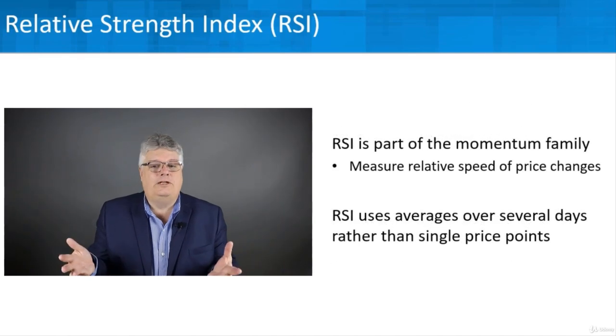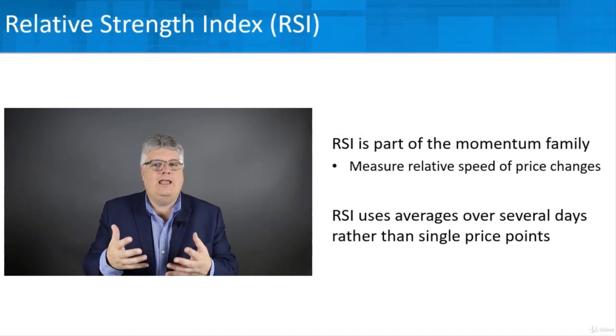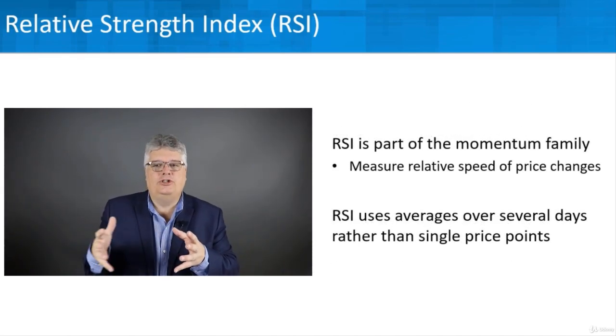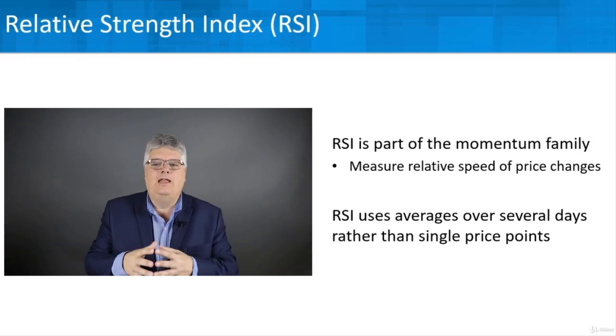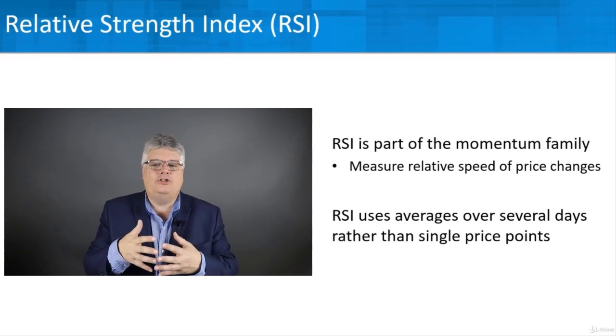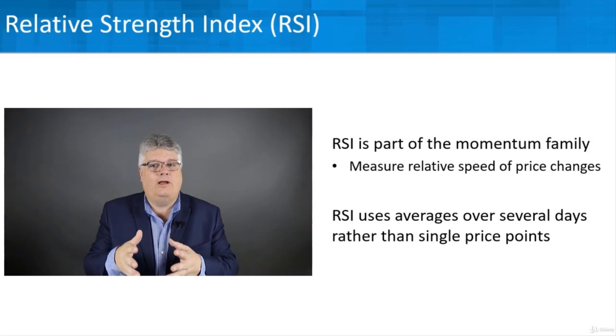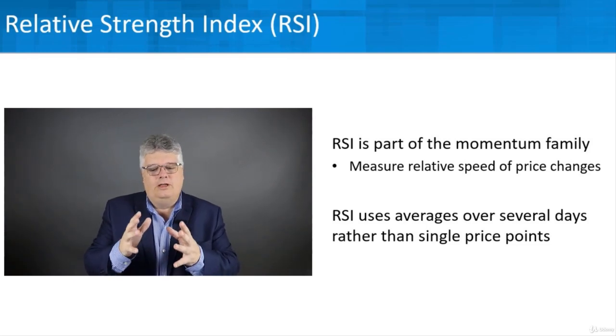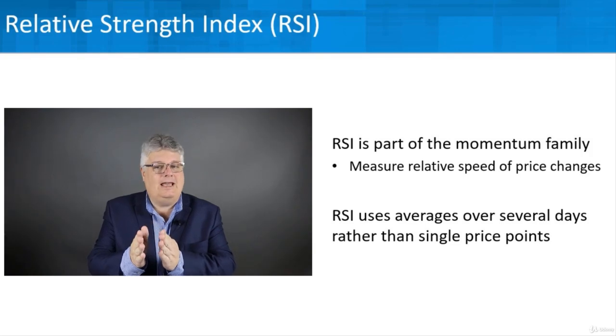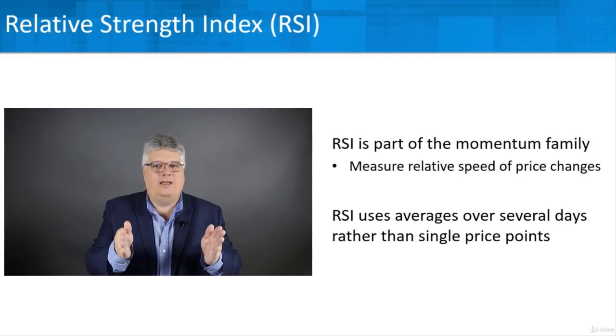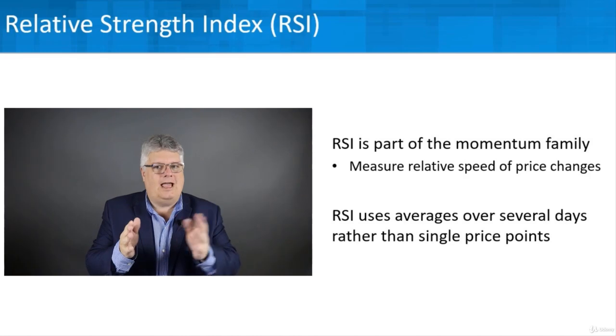As I mentioned, it's part of the momentum family, and so it means it's looking at the relative speed of the price changes, or how it's accelerating, decelerating. And the difference is it's going to use averages over several days rather than a single price point. So you remember from the traditional ROC momentum lesson, or rate of change, if I was looking at 10 days, I would go back 10 days and look at the price there. The platforms automatically calculate it, but it's basically a 10-day, in that example, look back. And just that. It doesn't care about what happens in between. It's just that 10-day one.